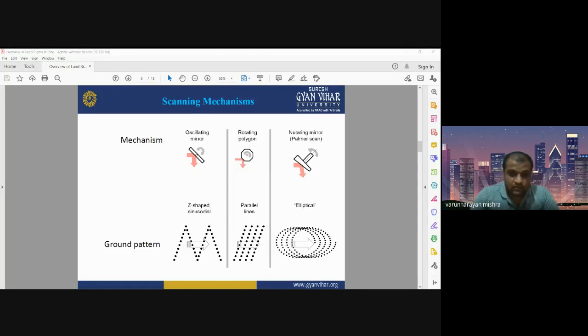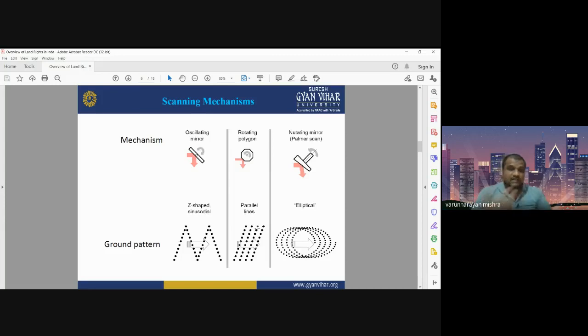Okay, so depending on the type of mirror we use for the laser scanner, we may have different types of ground pattern. So generally we use an oscillating mirror and a rotating polygon. So when you see the data acquired by the lidar system, it is totally in the shape of the ground pattern whatever you are observing here in the figure. Okay, in this figure it may have a zigzag shape, it may have parallel lines, or it may have an elliptical shape.